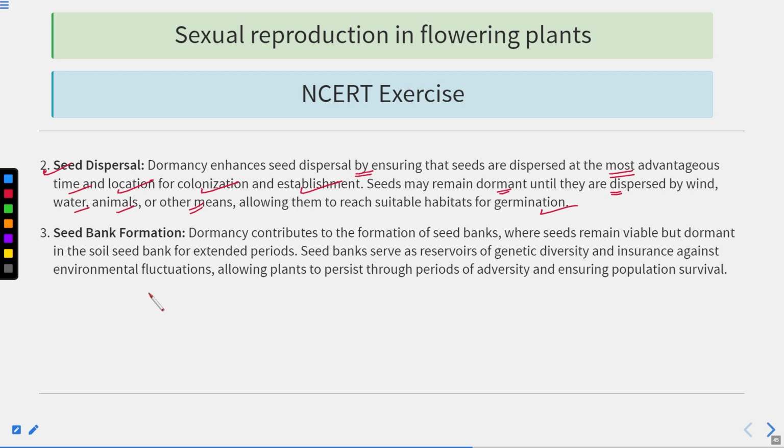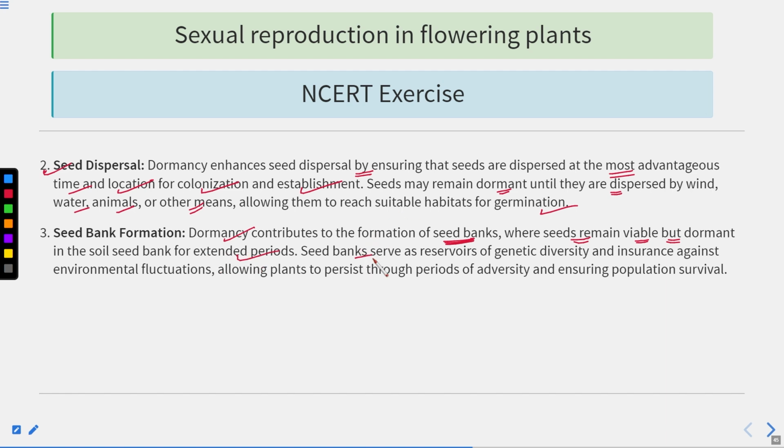Clear? Now next is the seed bank formation. Now dormancy contributes to the formation of the seed banks. So in the seed bank, a lot of seeds are stored. Clear? So these seeds consist of the zygote which is in the dormant form. Clear? So this ensures the viability of these seeds for a longer time. Dormancy contributes to the formation of the seed bank where the seeds remain viable but dormant in the soil seed banks for extended periods.